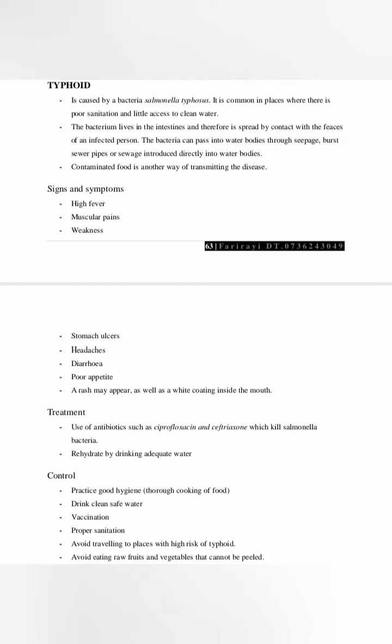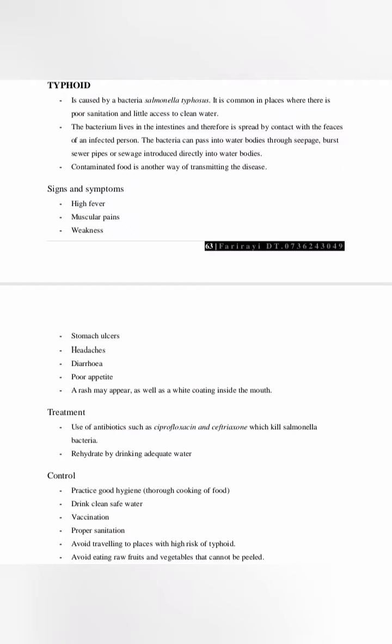In other terms, okay. So the signs and symptoms of typhoid are high fever, stomach ulcers, headache, diarrhea, poor appetite. It's quite a lot. You might also have a rash, as well as a white coating inside the mouth. It's quite a lot of things. And then we have treatment.